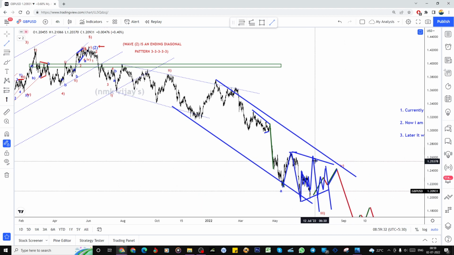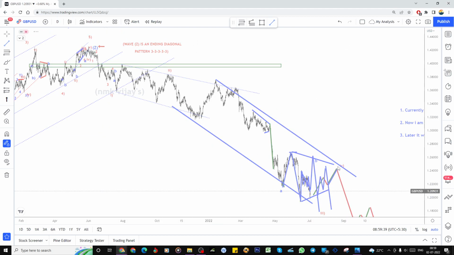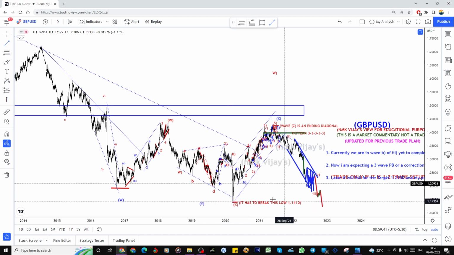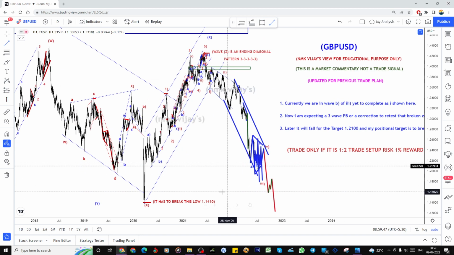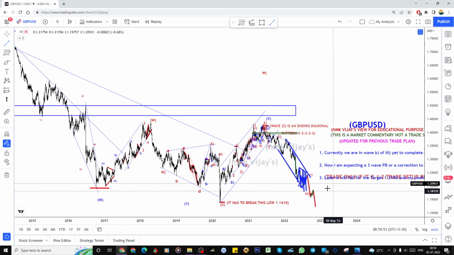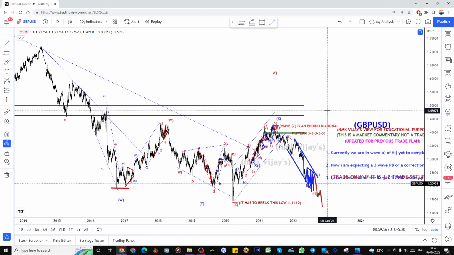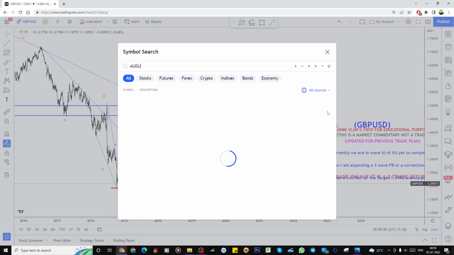So either this could be a running flat, or it could be a running triangle, and then one more down. So the target is fixed the same, and it has to break that 1.1410. This is the one we need to make as a target to break this low. So once it reaches the target, we have to be on the buy side, and the dollar has to suffer. So let's move on to the Australian dollar.